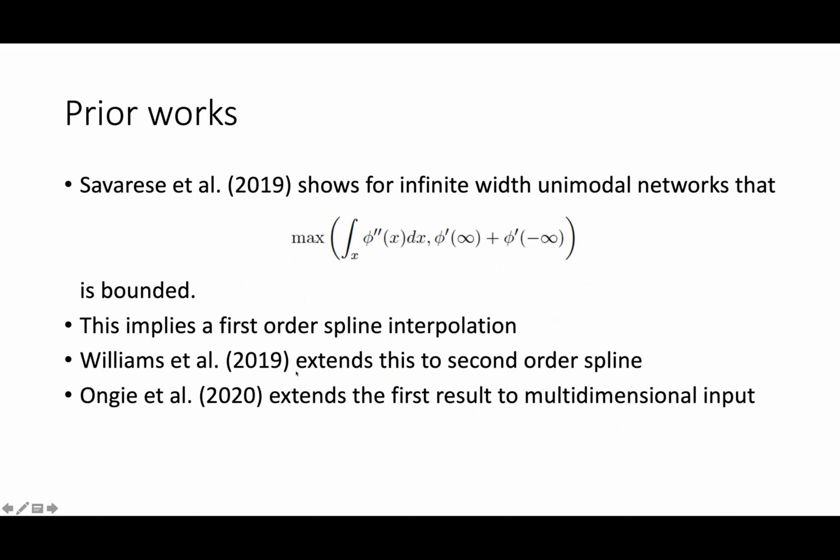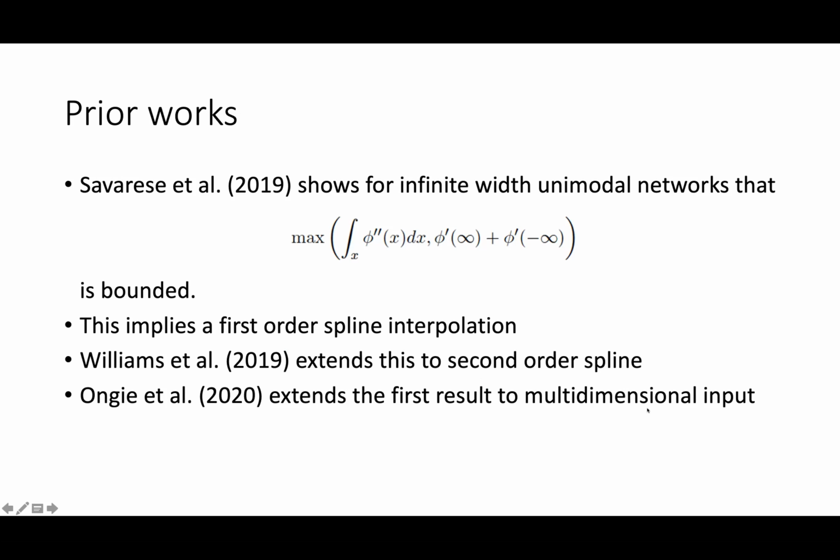We are not the first to study this question. Among others, Savarese in 2018 showed that for finite-width univariate networks, the following property is bounded. And if this property is bounded, it means that the network is performing a first order spline interpolation. Williams et al. extended this to second order splines. It showed that under some NTK assumptions, we get a second order spline interpolation and not a first order spline interpolation. And Ongie et al. extended the first result to multidimensional input.